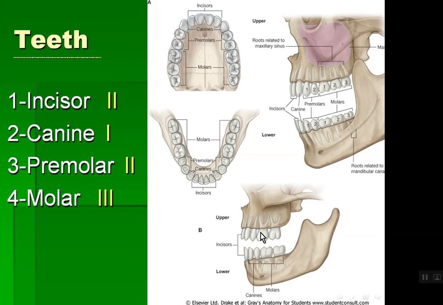But in milk teeth, we can't see any molars. So a child has just incisors, canines, and premolars, and we can count 1, 2, 3, 4, 5, 6, 7, 8, 9, 10, and on the other side there are also 10 teeth, so it becomes 20. But in an adult person there are some additional teeth, whose name is molar, and we have 32 in number.